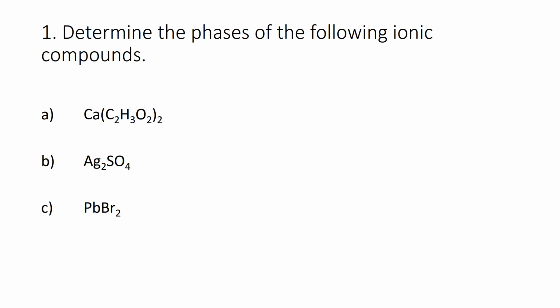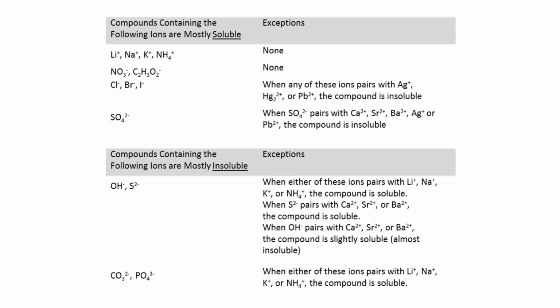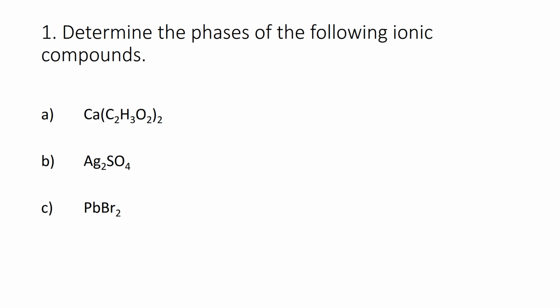So the problems read, determine the phases of the following ionic compounds. In order to do this, you're going to have to look at a solubility chart, which your professor should be able to provide you with. If you don't have one, you can find some online. They look like this, and they're usually broken up into a soluble section and an insoluble section. Each of these ions may or may not have exceptions to the rule, and we'll be going over how to use this effectively shortly. And so let's just jump right into the problems.